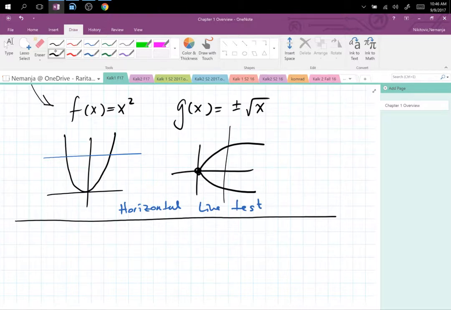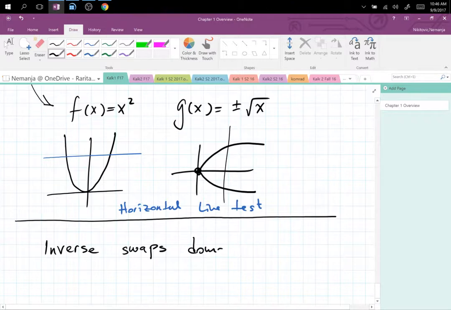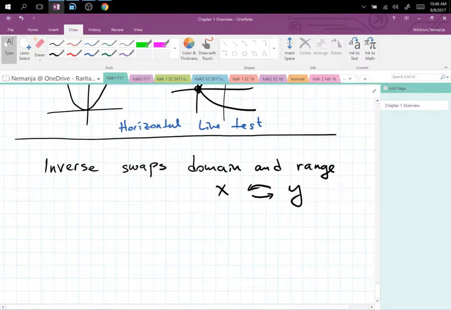To compute the inverse, we swap domain and range, and then we just unleash the algebra. So the inverse swaps domain and range. In mathematics, for our calculations, we swap x and y.